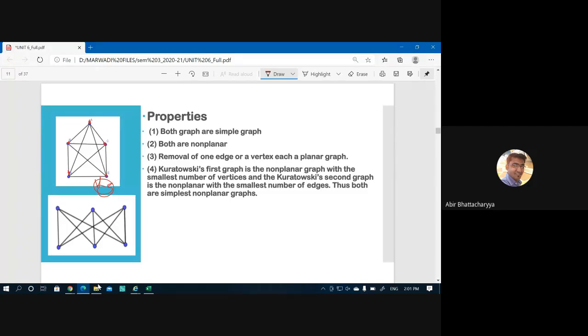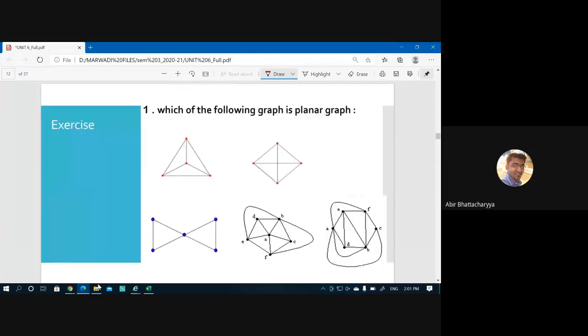Okay, and Kuratowski's second graph is the non-planar graph with the smallest number of edges, and we know that there will be a total of 9 edges. So 9 edges is going to be the smallest number of edges, which corresponds to Kuratowski's second graph. Okay, so those two are both the simplest non-planar graphs, obviously.